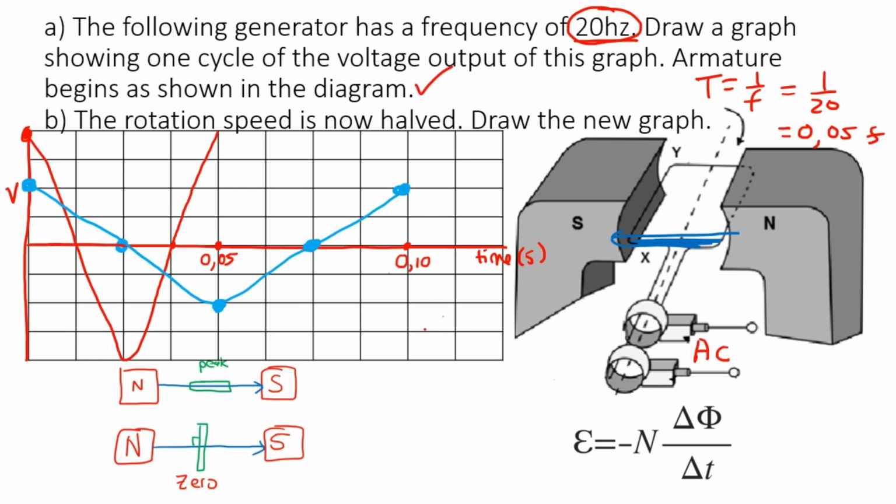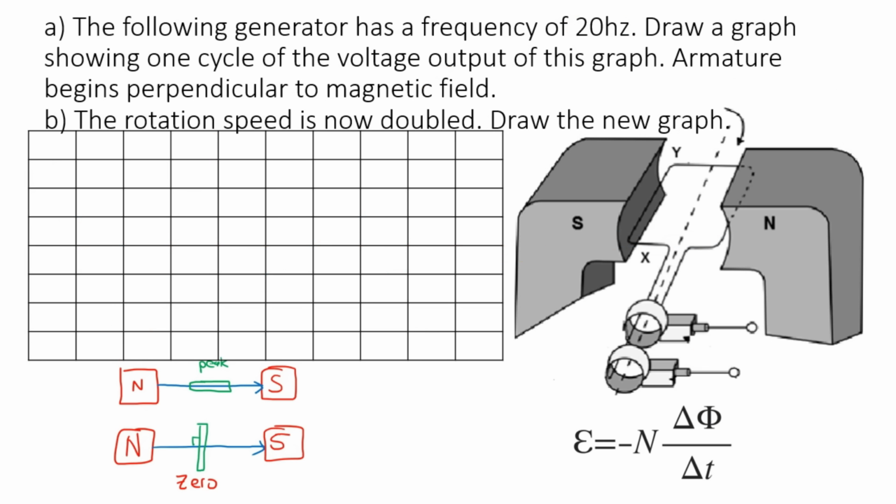Let's go do our last example for this lesson, and then we are done. Well done for making it this far. So the following generator has a frequency of 20. Draw a graph showing one cycle. The armature begins perpendicular this time. So we have to quickly work out the period. So T is equal to 1 over f, which is equal to 1 over 20, which is equal to 0.05 seconds. Now we need a y-axis. Okay, voltage, and then time.